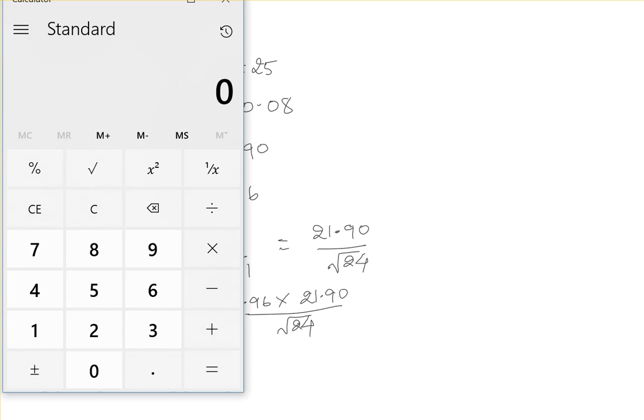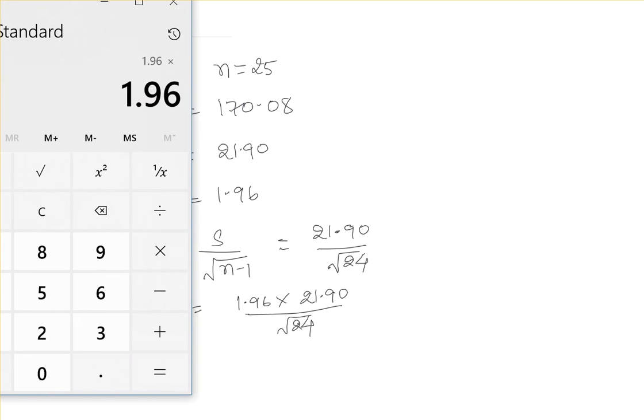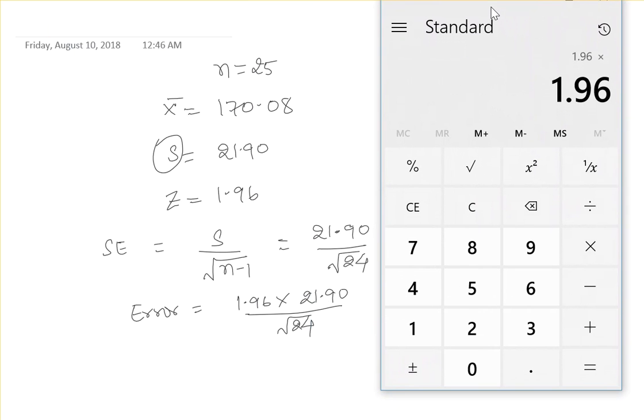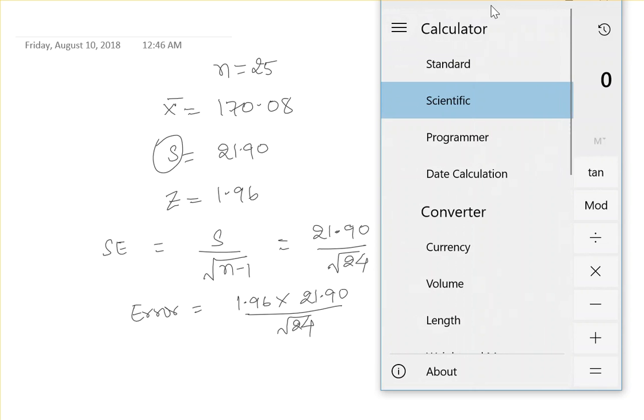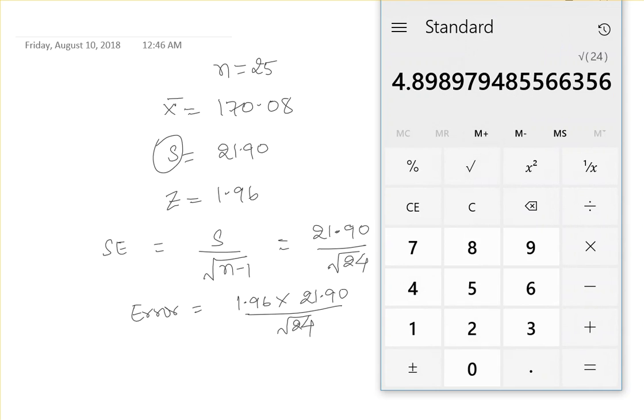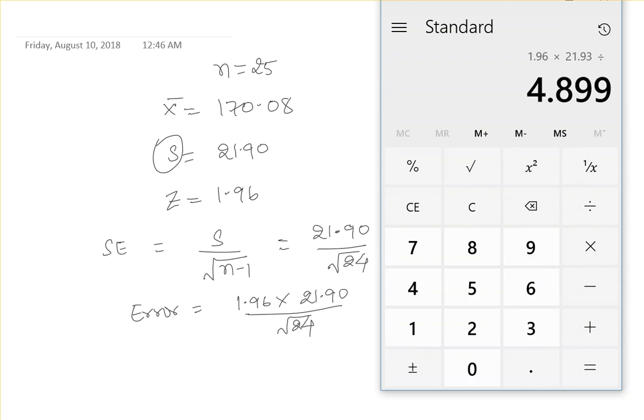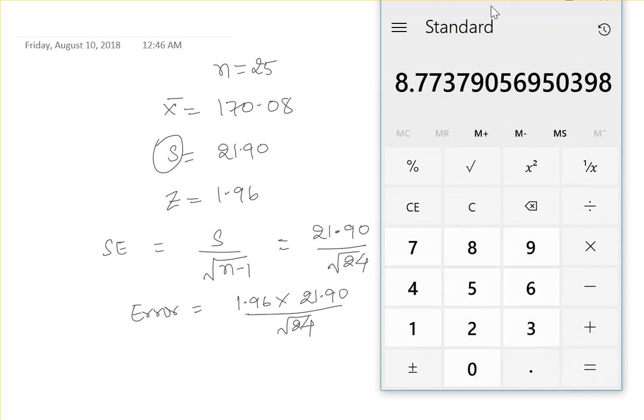So 1.96 into 21.90 and root 24. First we find root 24, which is 4.899. Then 1.96 into 21.90 divided by 4.899 gives 8.77, sorry, there's a calculation mistake. Let me show you. Root 24 is 4.899.